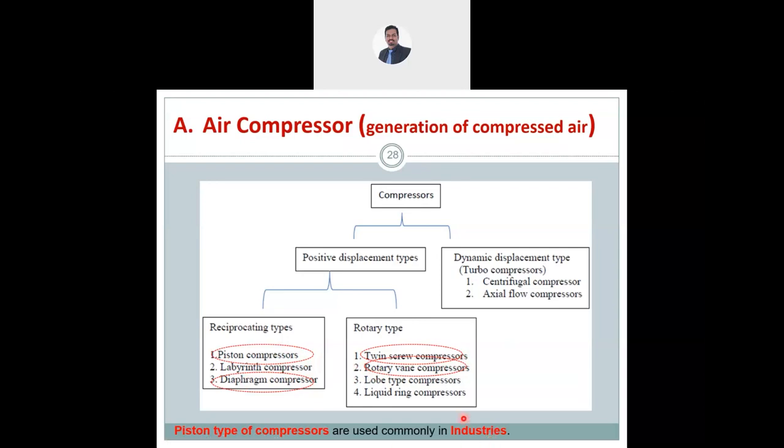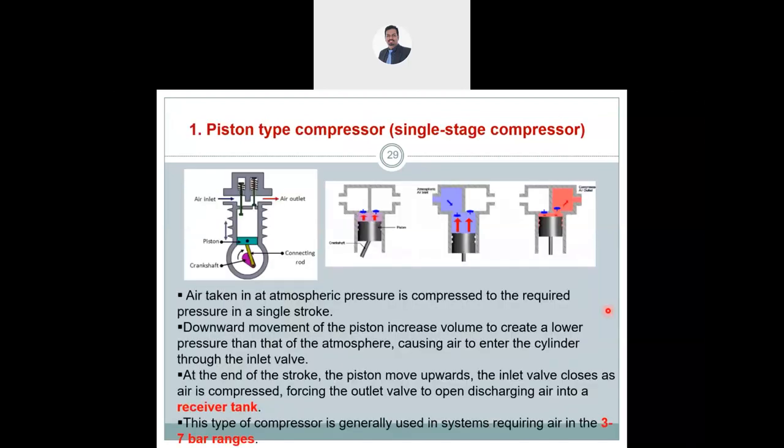Okay, so most in the industries, you have the piston type of compressor. So meaning reciprocating or linear type. Okay, then you have some other applications macam dynamic displacement type, so centrifugal compressor, axial flow compressors. So kita tengok sedikit. So this is the basic lah. So piston type compressor. Okay, so how does the piston type compressor work? This is single stage, meaning air masuk, dia compress, dia keluar. So that means single stage.